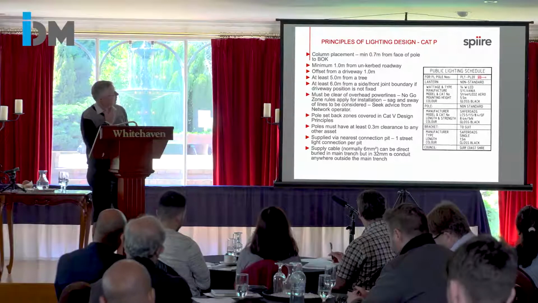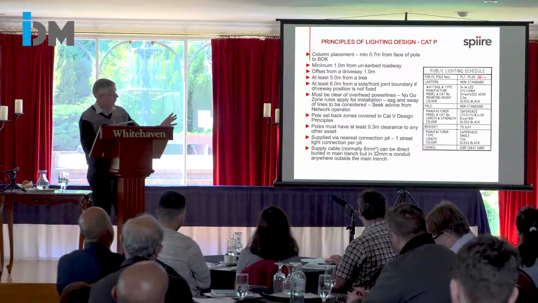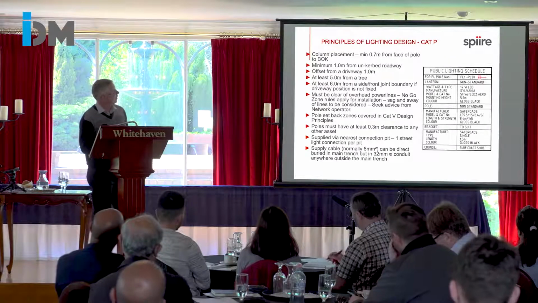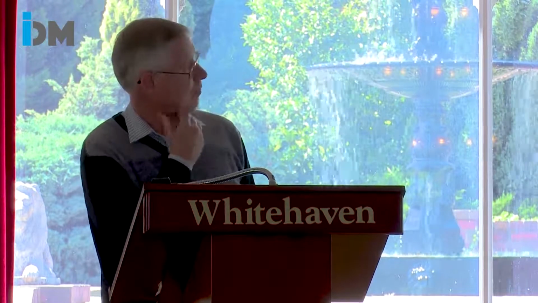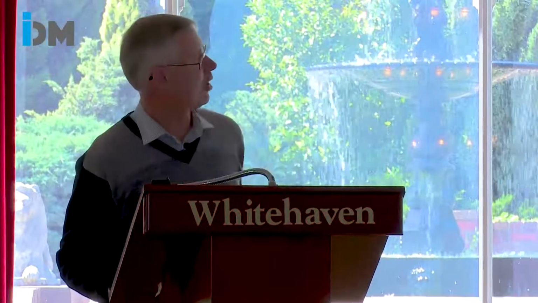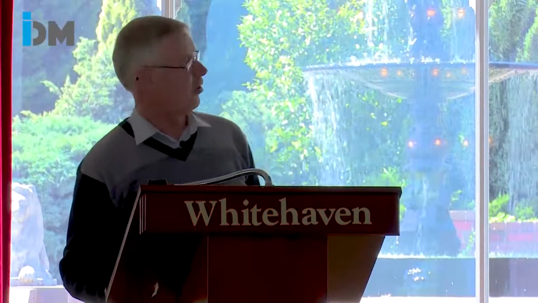In terms of column placements, if you're evaluating your plan, you're looking at whereabouts the pole is in the nature strip. It needs to be typically 0.7 of a metre from the face of the kerb. If you've got an uncurbed roadway, minimum 1 metre offset from the uncurbed roadway. Offset 1 metre from a driveway. Prefer at least 4 metres from a tree, given that the tree canopy is going to grow up and it will potentially restrict the light output. I've actually seen trees planted 2 metres away from a streetlight pole and the canopy's completely enveloped the tree, totally defeating the purpose of light being there in the first place.